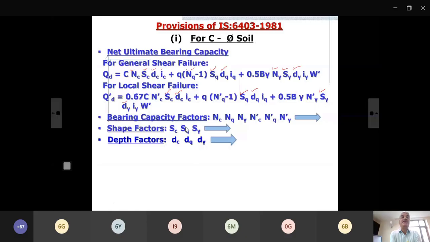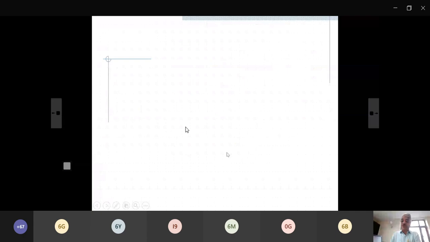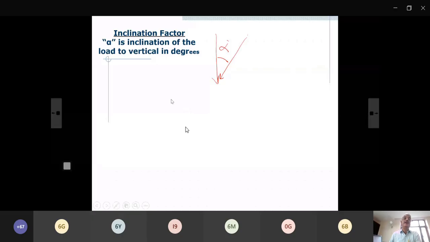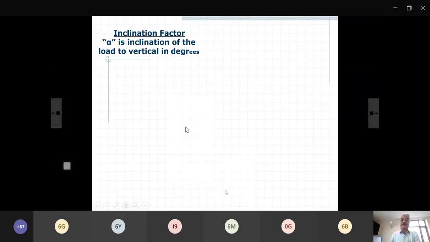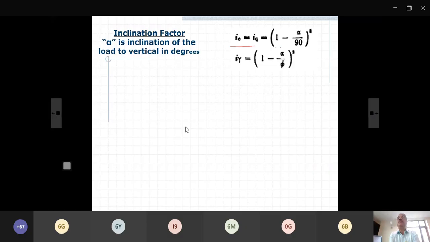Next, if you see, the multiplier is IC, IQ, I gamma. In this also IC, IQ and I gamma. What are IC, IQ, I gamma? They are called inclination factors. It means if your load is not vertical. So if your load is not vertical and rather than being vertical, your load is in this direction and the angle from the vertical is alpha. In that case, these factors are: IC and IQ are equal to 1 minus alpha by 90 whole squared, and I gamma is 1 minus alpha by phi whole squared.